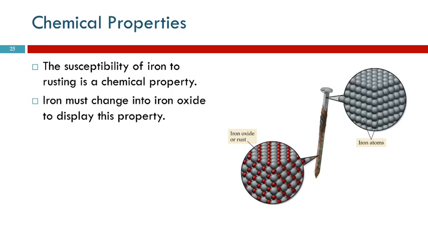Yes? Why wouldn't the color change be a chemical property? Why would it be? Why would it not? Okay, the change in color is usually a chemical change. Observing what color it is is a physical property. Yeah. It's a very subtle but important distinction there.